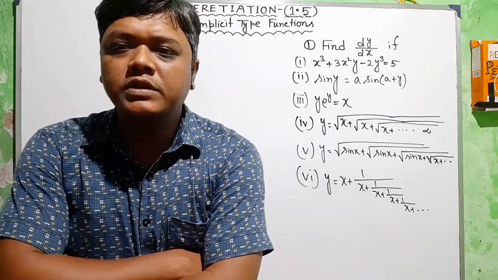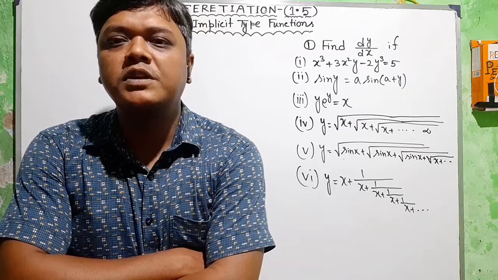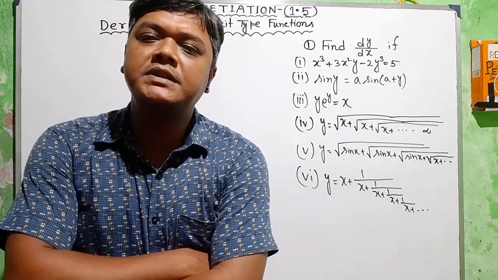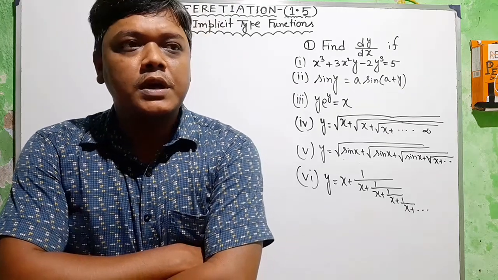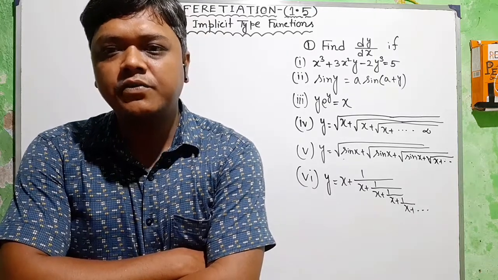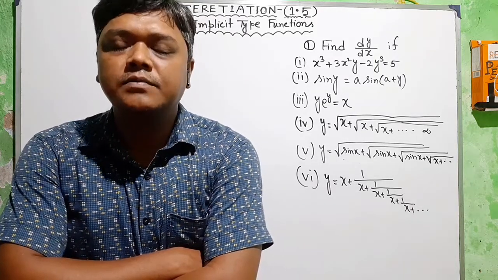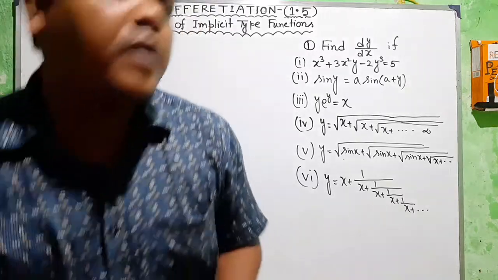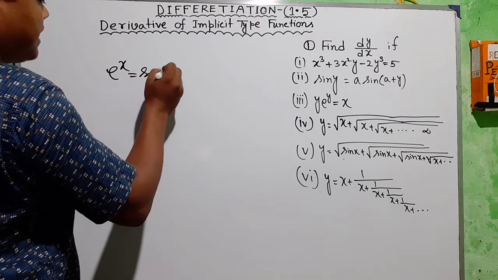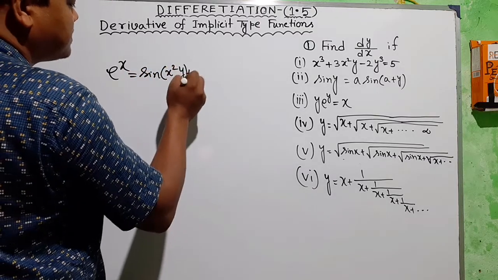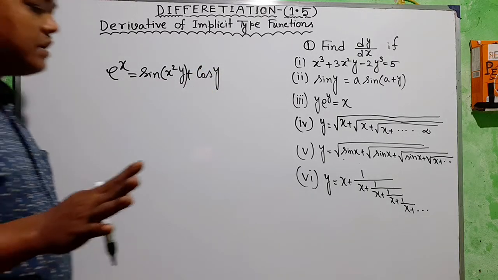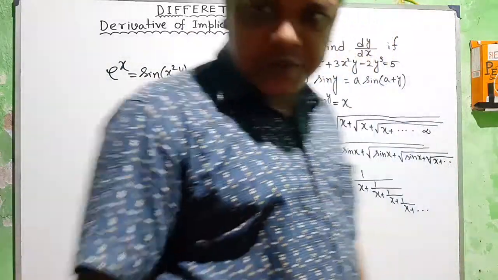In this part, we will solve some important problems about implicit type functions. So, what does it mean, implicit type functions? Any equation which contains x and y, but you cannot separate x and y. For example, e to the power x, sine x square y plus cos y. This type of equation is called an implicit function, or implicit type equation.